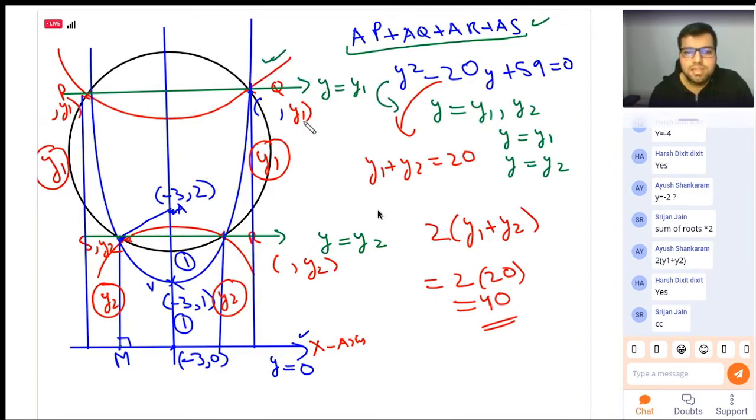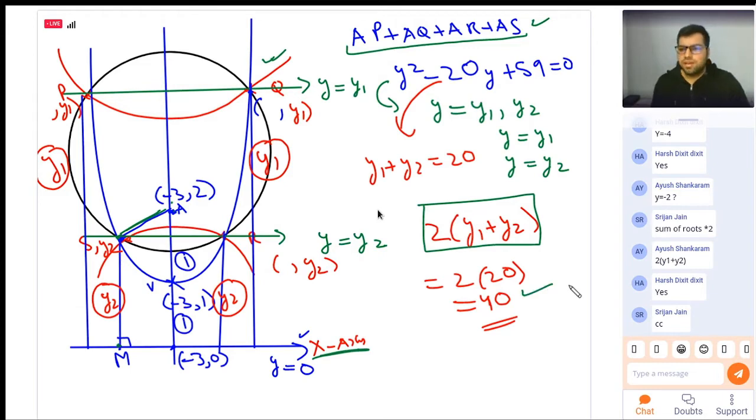And from here, I use the property that the distance of any point from the focus is equal to its distance from the directrix. So if I am talking about the distance AS, this will be equal to SM. The directrix was coming out to be the x-axis. So finally, I got that the sum of distances will be equal to twice of y1 plus y2, twice the ordinates. So the answer is 40.